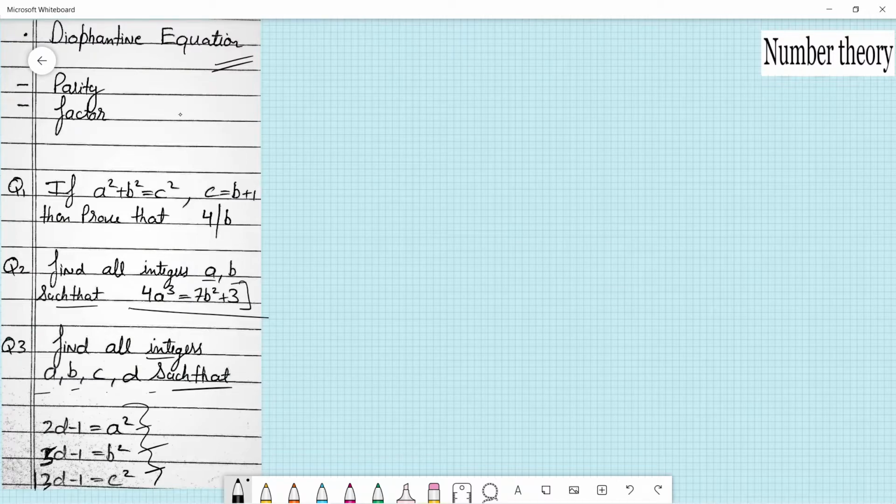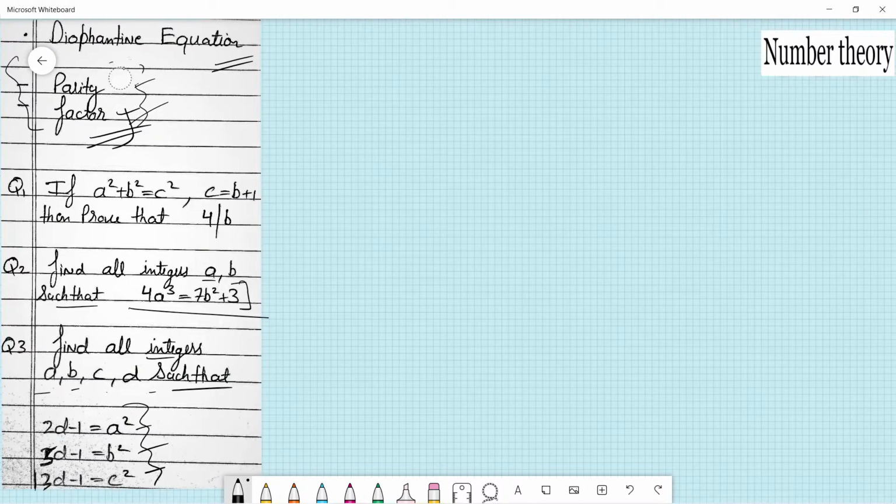Okay, and what are the methods or techniques we use to solve these equations? Well, there are many methods and techniques. Today we'll only be looking at these two: the parity and factor method. You won't find a method as such written in books or anywhere else. This is just my terminology. Okay, so these three problems we'll be solving using these two techniques.